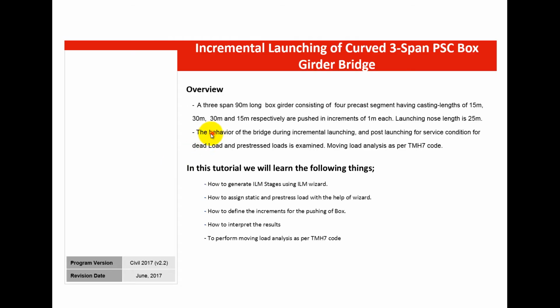So the overview of the model that we'll be generating would be a 3-span, 90-meter long box girder bridge consisting of 4 precast segments having casting lengths of 15 meters, 30, 30 and 15 meters. So these would be match cast and would be pushed in increments of 1 meter each. The launching nose length I'll assume as 25 meters.